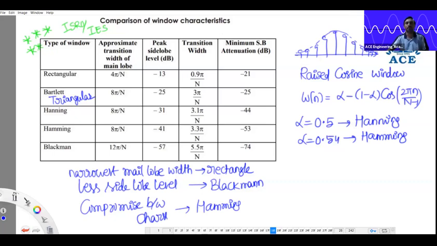Everyone should remember this table. If you don't want to remember the table, derive. In the exam, I'll derive. This table's questions, as it is, will be asked in the ISRO paper. IES also they may frame. Rectangular window means peak side lobe level minus 13 decibel. Minimum stop band attenuation minus 21 dB. No one can change that number. No one can change that number, sir. You should remember it. Okay.